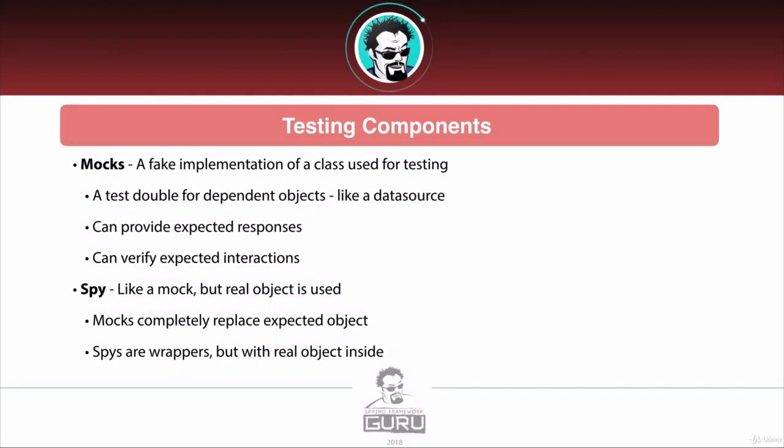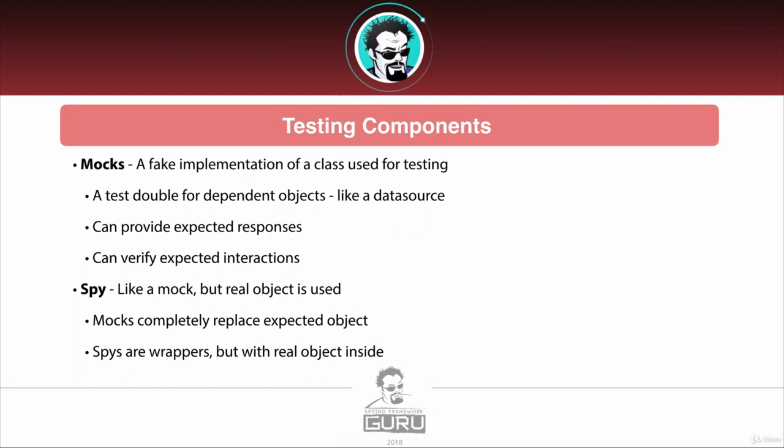Now, just a couple other things that we need to talk about because we will be seeing these in the course as well. Testing components, mocks. This can be a very confusing area. I'm not going to get into it too deep right now. A mock is a fake implementation of a class or an object that you're going to be using in a test. It is like a test double. Think about a data source. Everybody taking this course should be a Java developer. So we've all seen a JDBC data source. A mock would be an implementation of that.